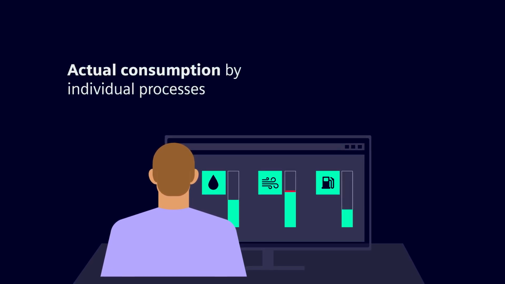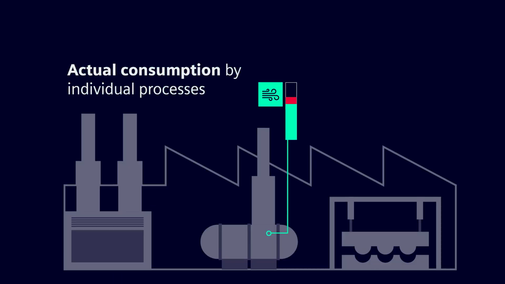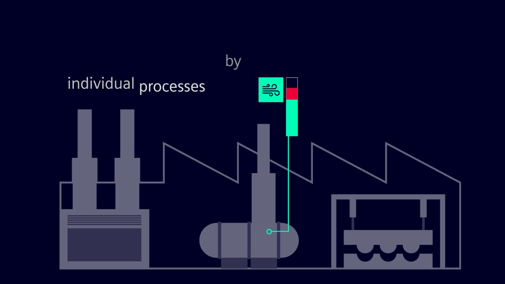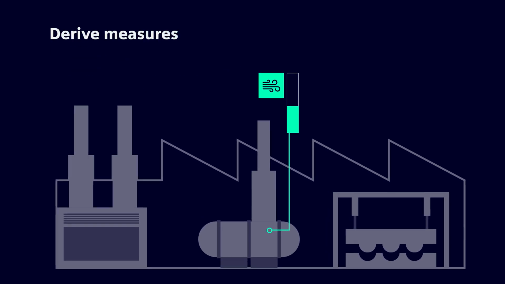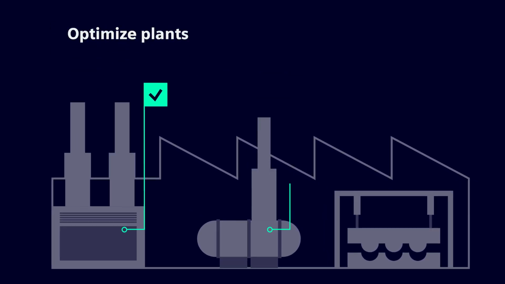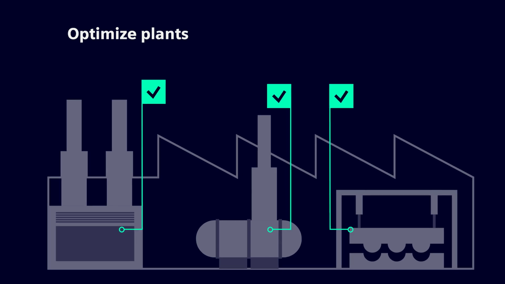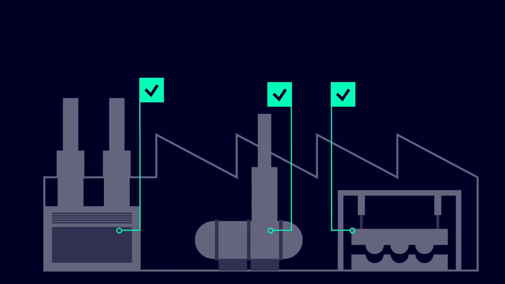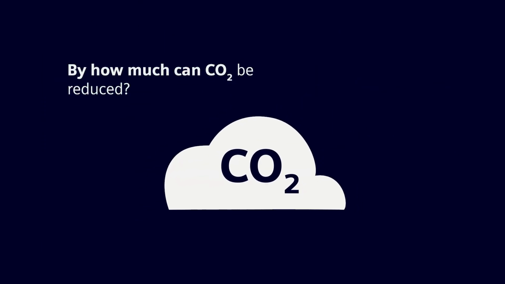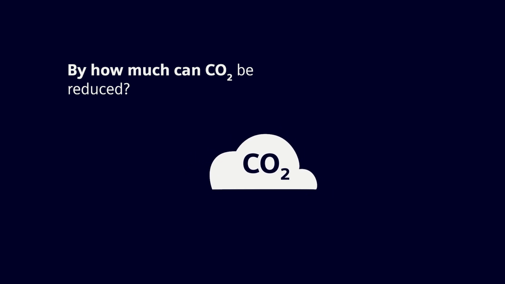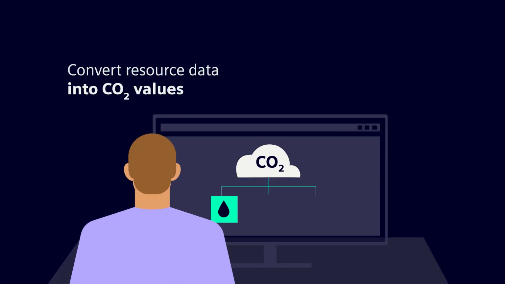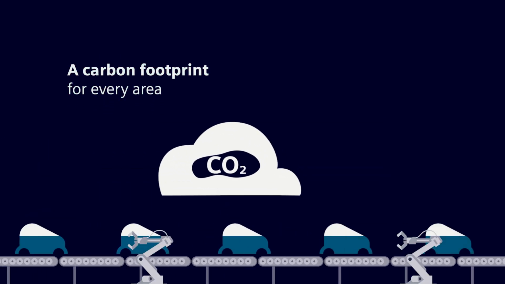This makes actual consumption by your individual processes transparent, and you can derive targeted measures for optimizing plants, processes, aggregate states, and maintenance. To find out by how much you can reduce your CO2, use C-Matic Energy Manager Pro to convert the resource data into CO2 measured values. This provides a separate carbon footprint for each area.